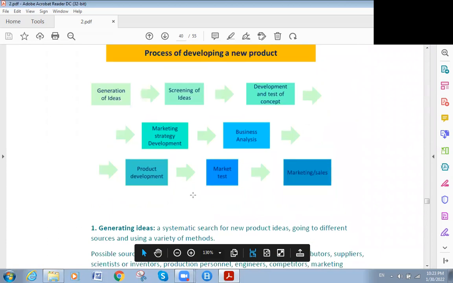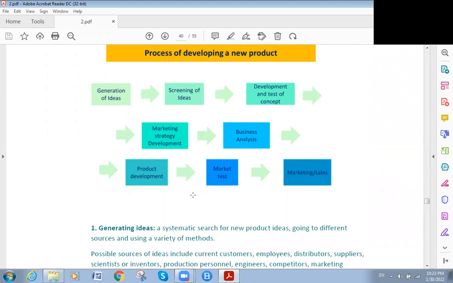Now this is very important also for once we're done with the research and development and we decide to produce a new product. This product should include all the following points: generation of ideas first, screening ideas, development and tests of concepts. So first of all, the ideas themselves.